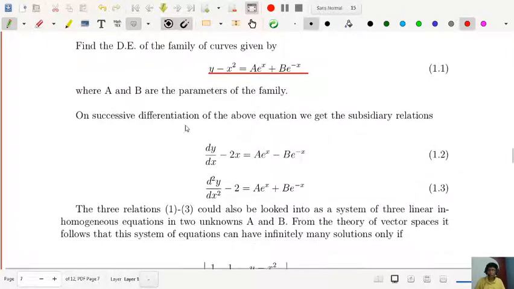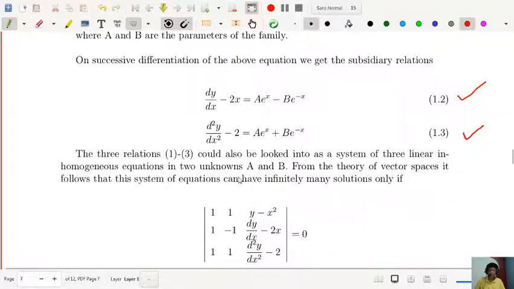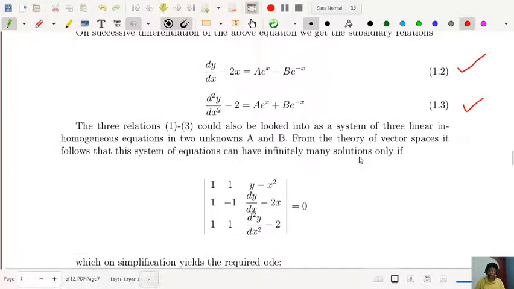And if you get the solution of the differential equation, it will have 2 arbitrary constants, and vice versa. So successive differentiation of the above equation gives these two subsidiary equations: equation 1.2, that is dy/dx minus 2x equal to a e to the power x minus b e to the power minus x, and equation 1.3, that is d2y/dx2 minus 2 equal to a e to the power x plus b e to the power minus x. Clear?